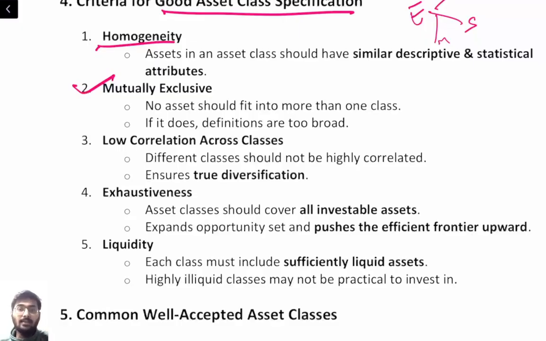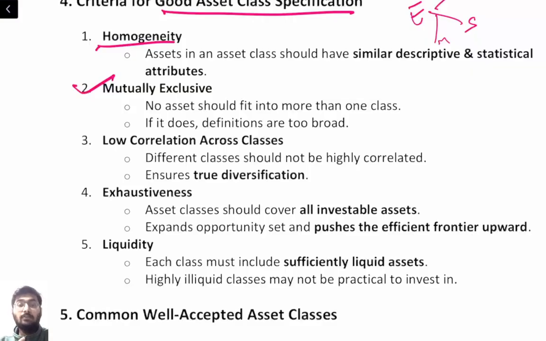Clear? Asset classes should not be highly correlated. High correlation means they move together. Low correlation means they move differently. Diversification works only when assets behave differently. If the assets are of the same nature, there is no benefit of diversification. The benefit of diversification only comes when they move differently. That means low correlation, that means better benefit.